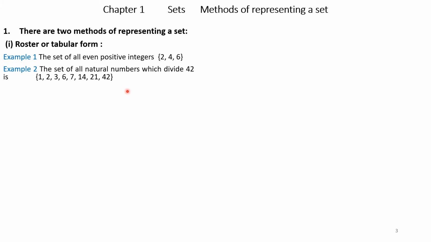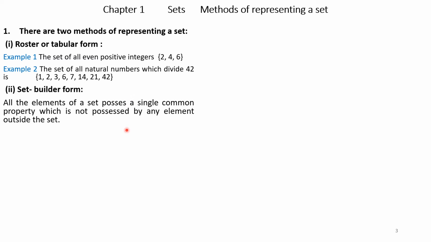This is the roster or tabular form. The next form is the set builder form. In set builder form, all the elements of a set possess a single common property which is not possessed by any element outside the set. I will repeat this: all the elements of a set possess a single common property which is not possessed by any element outside the set. Let us see one example.